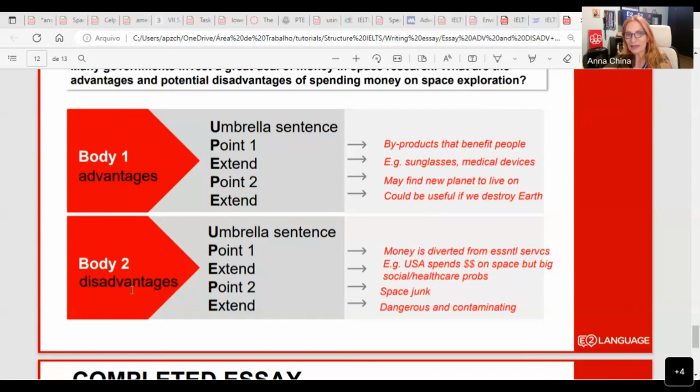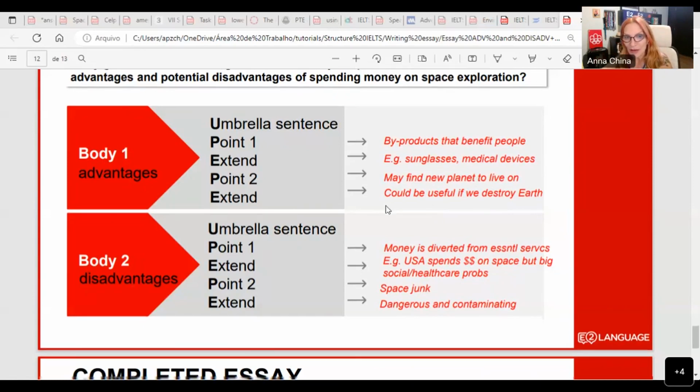Now, what are the disadvantages? Well, money is diverted from essential services. If you take the USA as an example, lots of money is spent on space, but there are big social and healthcare problems. And also a second disadvantage or a problem is space junk, which can be dangerous and contaminating. So with this plan, they're much better. They have the tools to develop their essay.